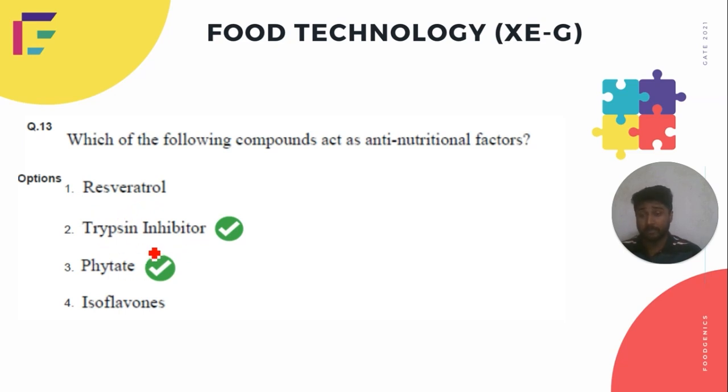Next is trypsin inhibitor. Trypsin inhibitor mainly inhibits the activity of trypsin enzyme, which helps to digest protein. So yes, this is one of the anti-nutritional factors, mainly found in soybean. So this is our correct option. Next is your phytate. Phytate is another anti-nutritional factor, and the last option is isoflavones. Isoflavone is a bioactive compound which is also rich in antioxidant, so this can't be your anti-nutritional factor. And this phytate is mainly found in wheat. So this 2 and 3 is our correct option.